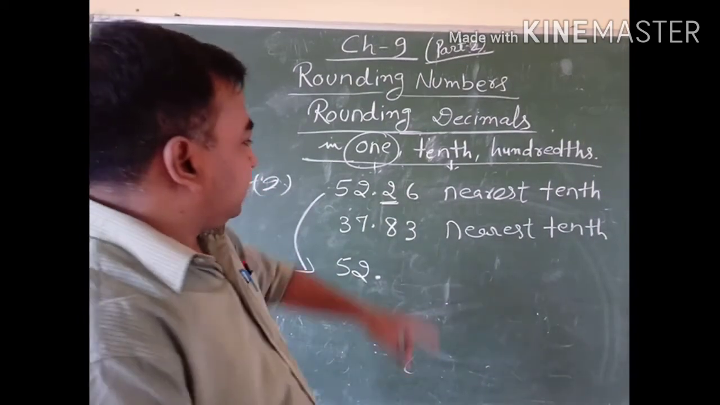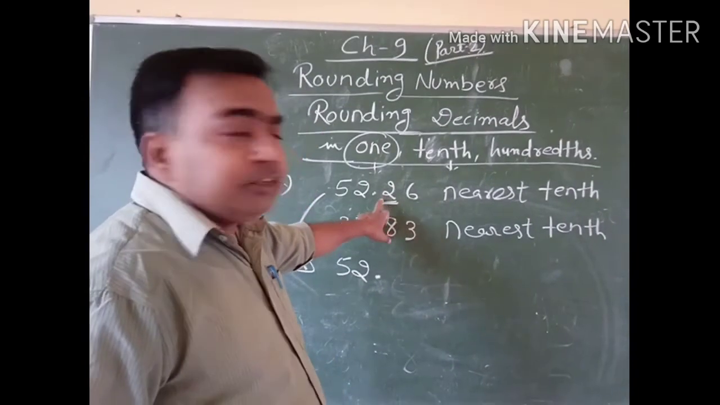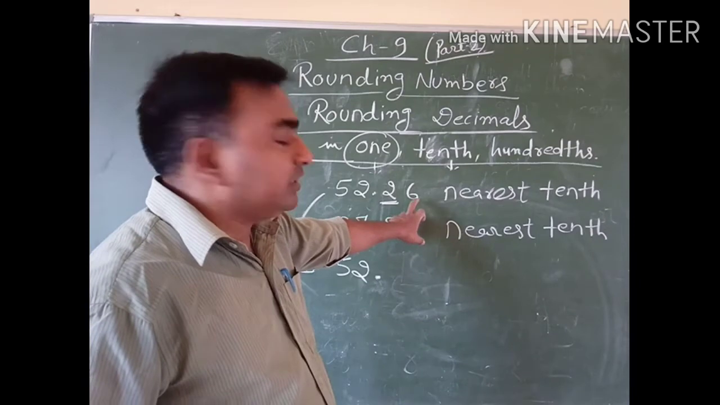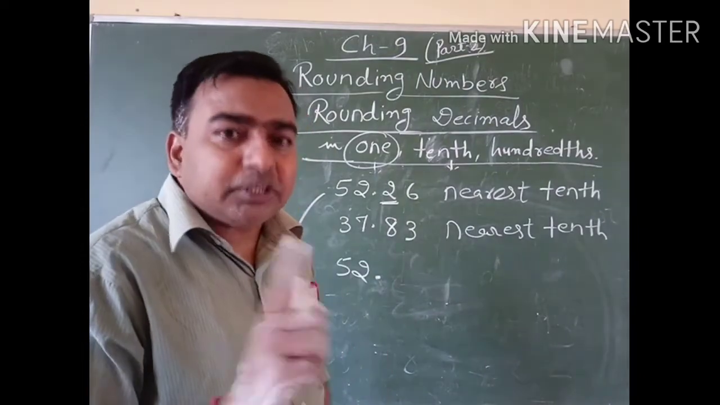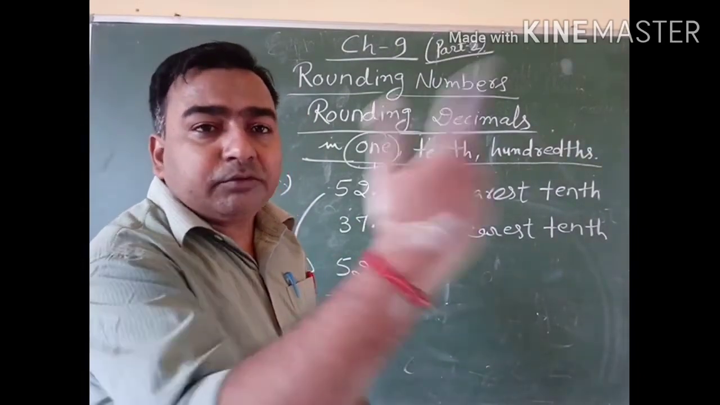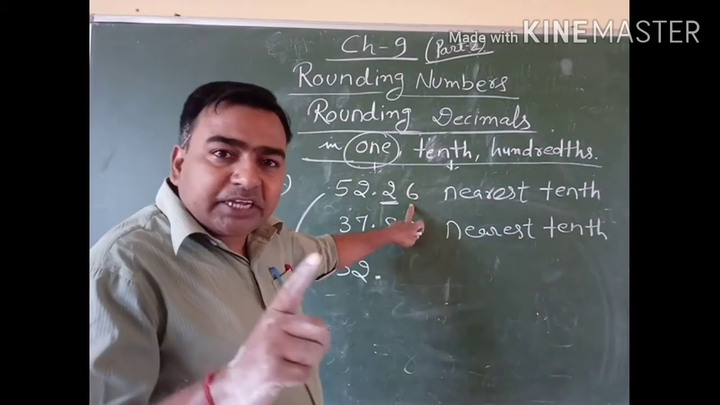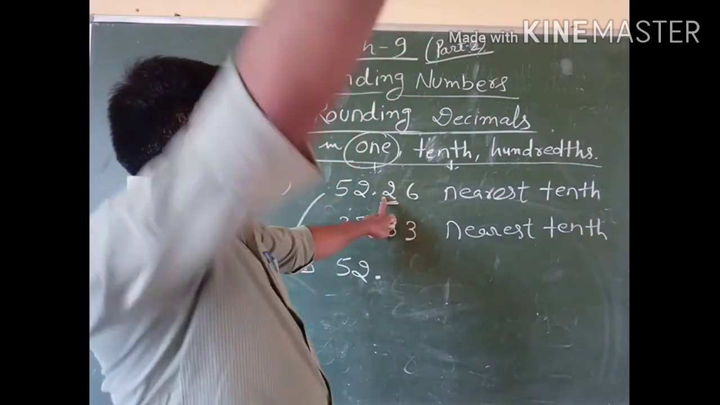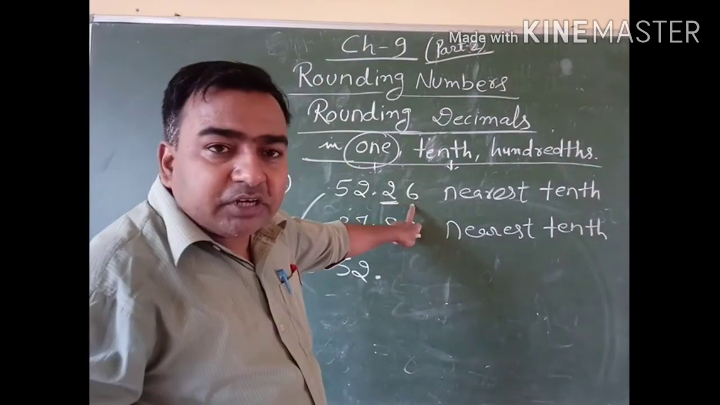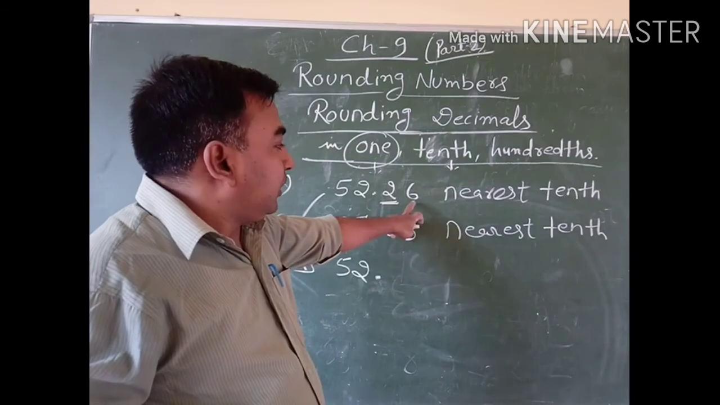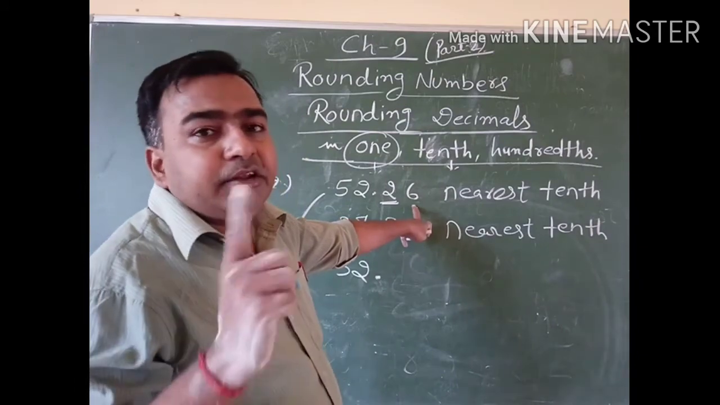Now you can see that to change this to the nearest 10th, to change this 10th place number, first we have to see the 100th place number. What is the 100th place number? It is 6. It means more than 5, yes it is more than 5, so we will go forward. So this 6 is replaced by 0, and this 10th place number 2 is increased by 1. We make it 0 and add 1, because the 100th place number, the second decimal number, is more than 5.